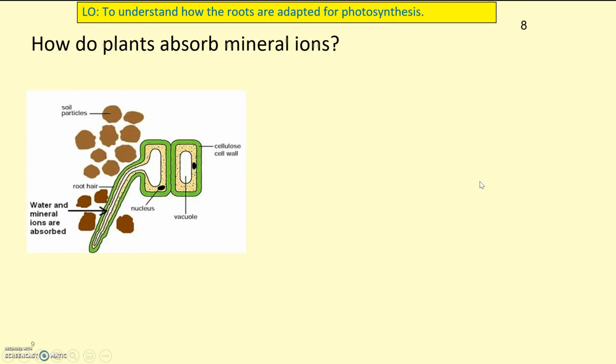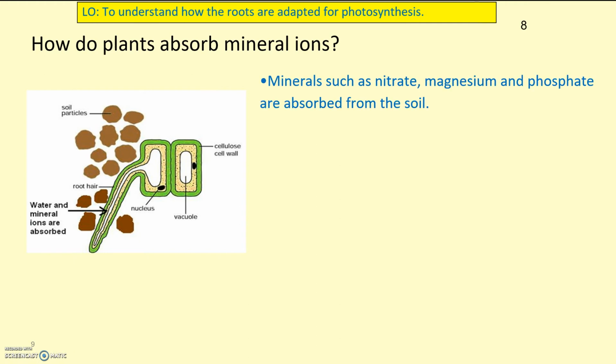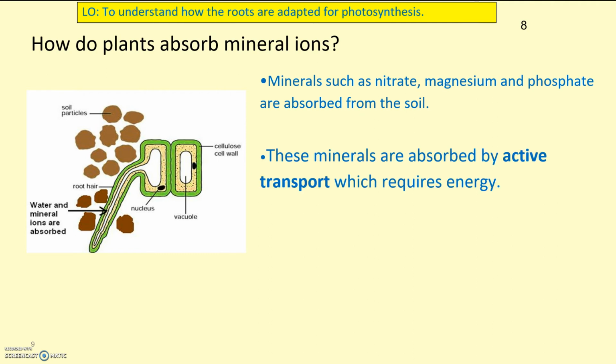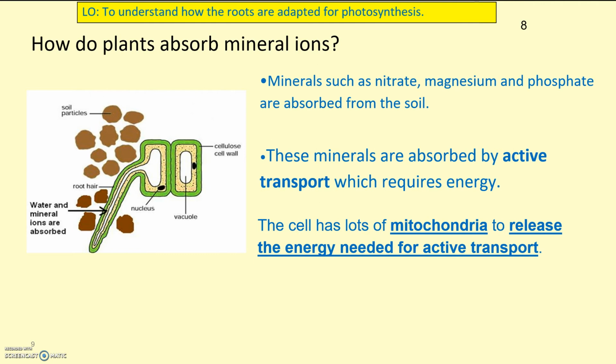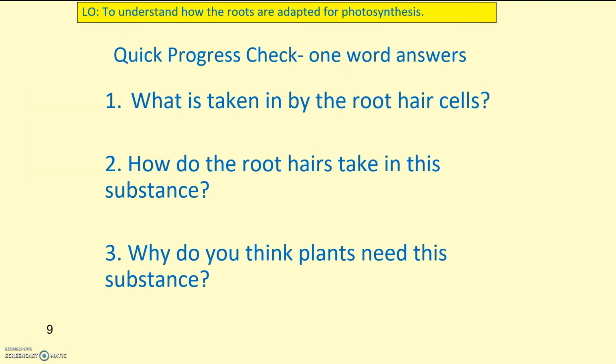Fantastic listening, year sevens. So how do plants absorb mineral ions? Minerals such as nitrate, magnesium, and phosphate are absorbed from the soil. These minerals are absorbed by active transport, which requires energy. The cell has lots of mitochondria to release the energy needed for active transport.